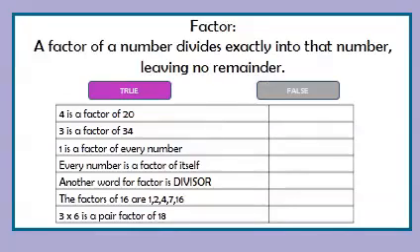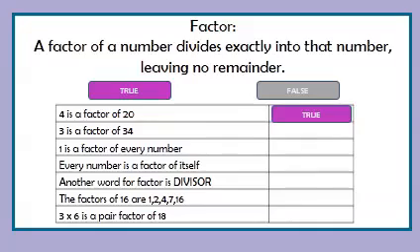It's true or false. You have to answer by true or false. Just a quick reminder that a factor of a number divides exactly into that number, leaving no remainder. So, is 4 a factor of 20? Think of a number. Is there a number you multiply by 4 to get 20? Of course there is. It's 4 times 5. So yes, 4 is a factor of 20.